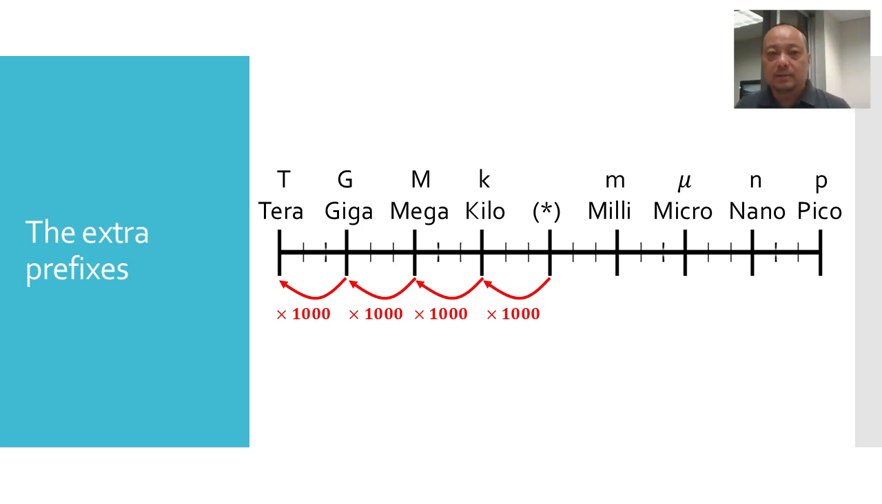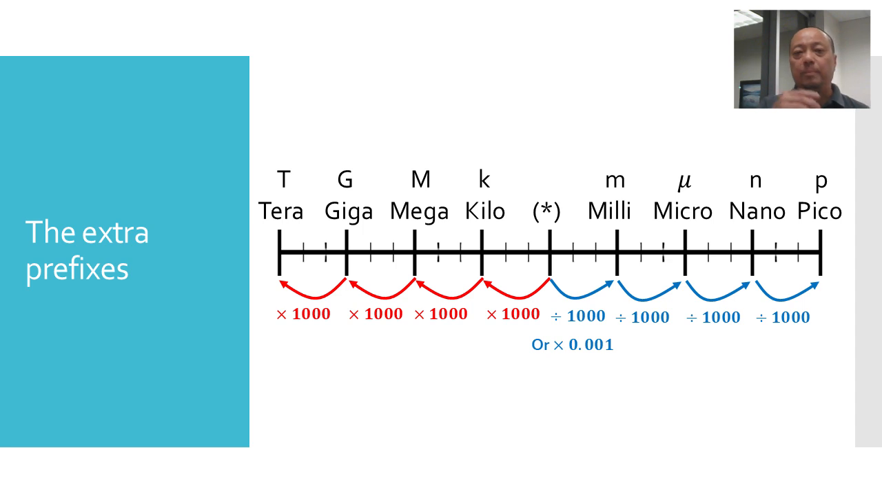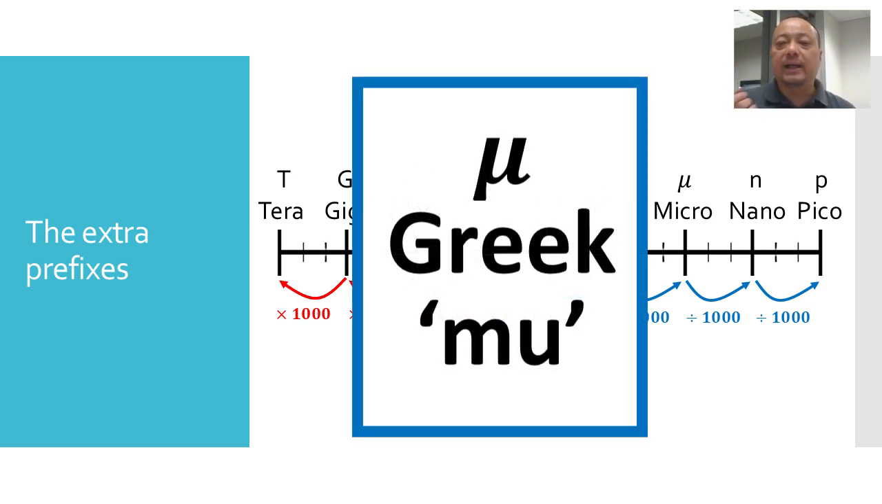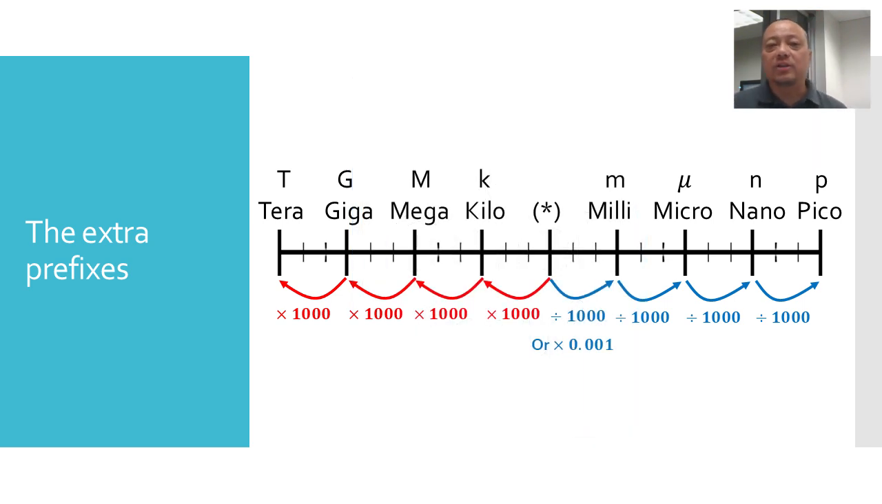That's the big side. On the small side, from the basic unit to milli is divided by 1,000 or multiplied by 0.001. From milli to micro is divided by another 1,000. Next down, 1,000 from micro down is nano. And then from nano, 1,000 down is pico. All the abbreviations are just the first letter except for micro. Because we couldn't use M again. Milli already took the M. So we used the Greek letter mu. It looks like that. You may have heard some of these prefixes before.